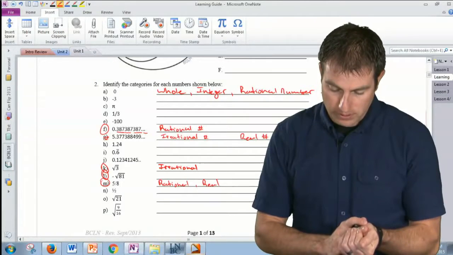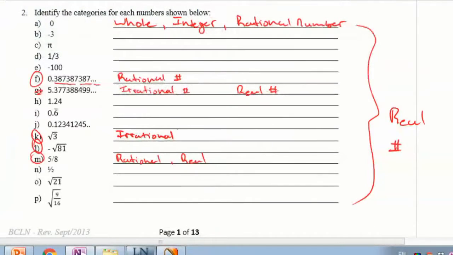Number l is -1 times the square root of 81. We know the square root of 81 is 9, and then -1 times 9. So if we were to simplify, the answer would be -9. And that's an integer because it's a negative whole number. That's the smallest category it fits in.